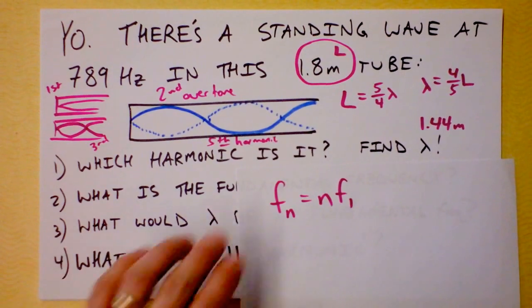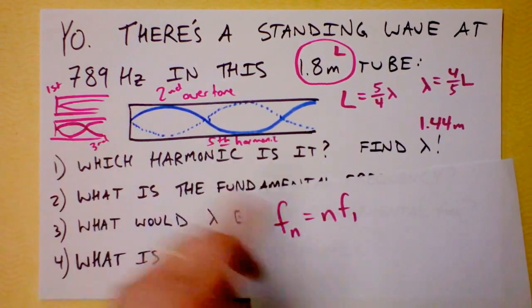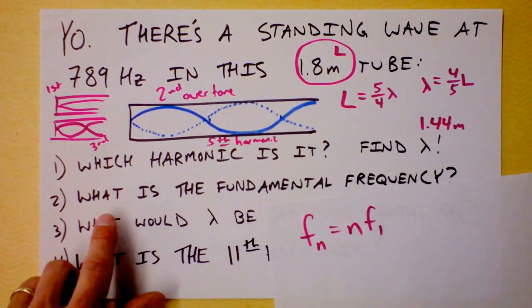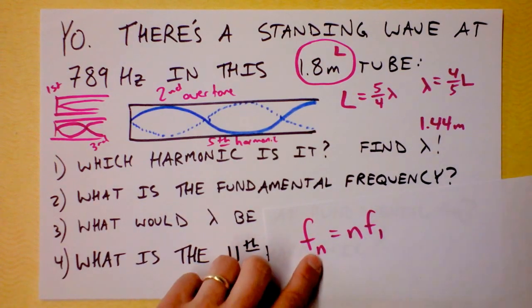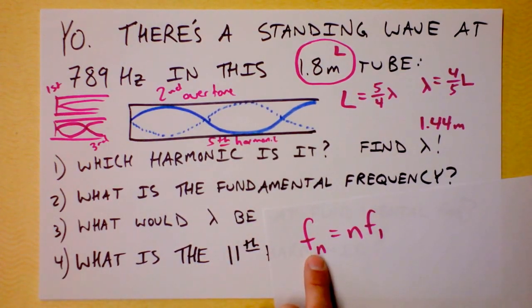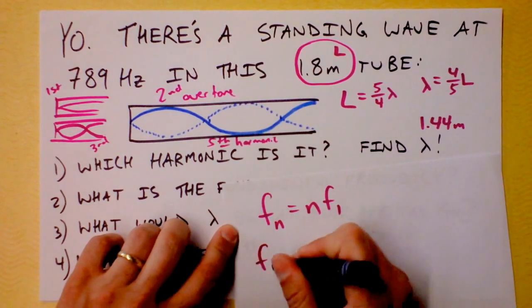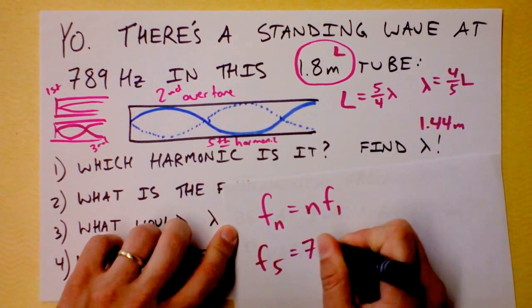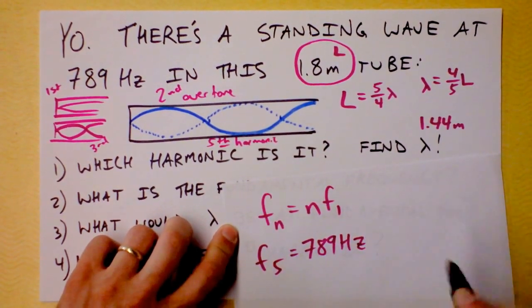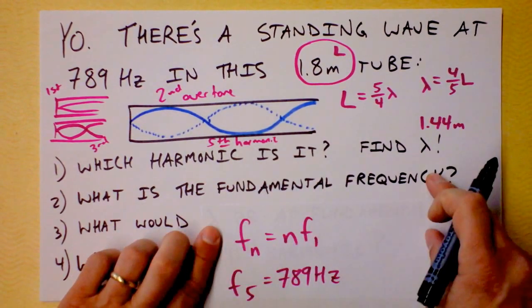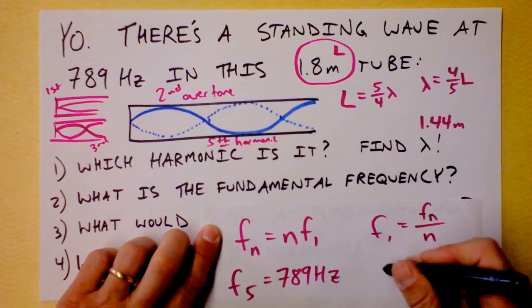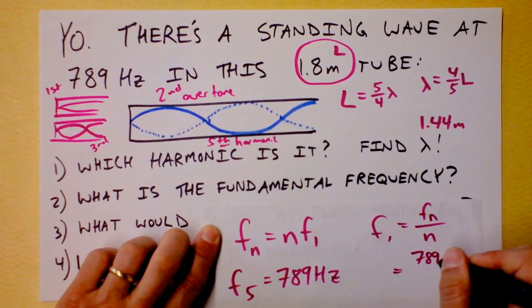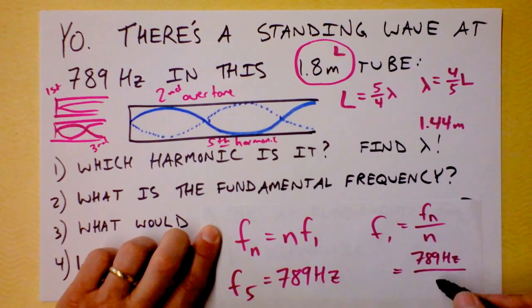So that's fine. Have we already identified that it's the fifth harmonic? Awesome. Have we already identified lambda? Awesome. Now we want to know the fundamental frequency. It sure would be helpful to know the regular frequency. Oh, we do! The nth frequency, we know that F5 is 789 hertz. And I'm trying to find the fundamental frequency. So I'll say that F1 is Fn divided by n. So that's 789 hertz divided by the harmonic number.